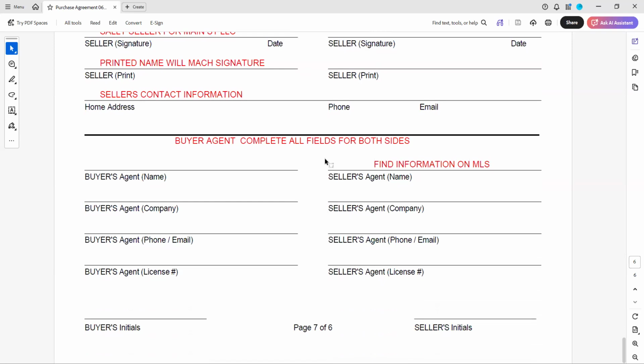Underneath that, you're going to have who is the buyer agent in their company and who is the listing agent in their company. You, as the buyer agent, fill out this whole section. Please answer every single question on here. Name, company, phone number, email, license number for the seller agent and the buyer agent. You can find the listing agent's information on the MLS.